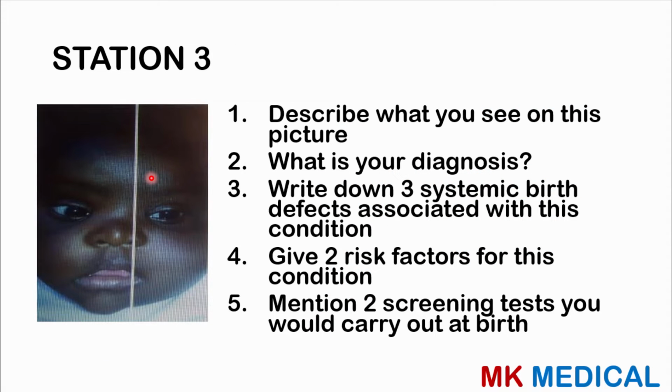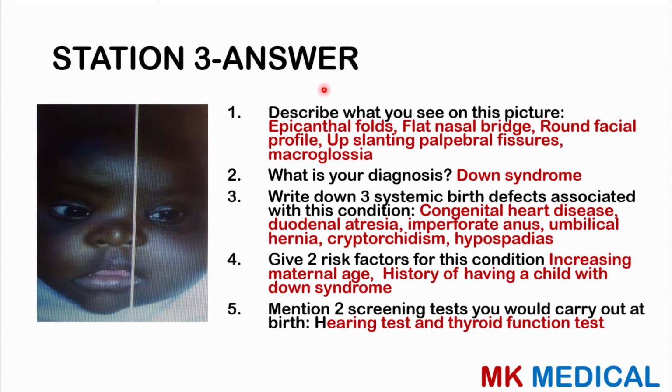Moving on to station 3, describe what you see on this picture. What is the diagnosis? Write down 3 systemic birth defects associated with this condition. Give 2 risk factors for this condition. Mention 2 screening tests you would carry out at birth. Again, you still may pause the video and scream at your screen if you so wish, or write down your answers, whatever you want to do. But here comes the answer.